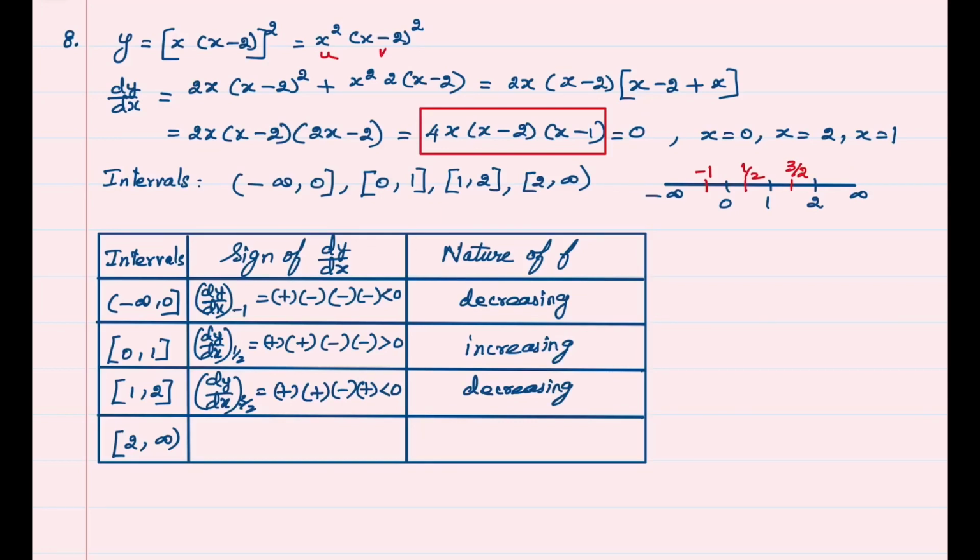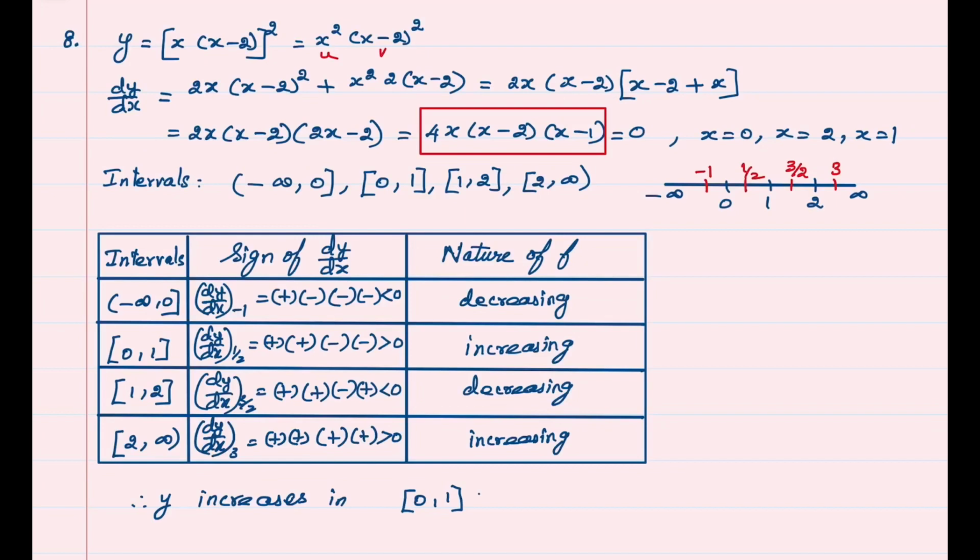Since we have included the critical points in these intervals, remember we should not use the word strictly. For the last interval, we will substitute 3 and check dy by dx at 3. 4 is positive, x is positive, 3 minus 2 is positive, 3 minus 1 is also positive. Product is greater than 0. Therefore, f is increasing in this interval. We have to find the values of x for which the function is an increasing function. Therefore, y increases in closed interval 0 to 1, union closed interval 2 to infinity.